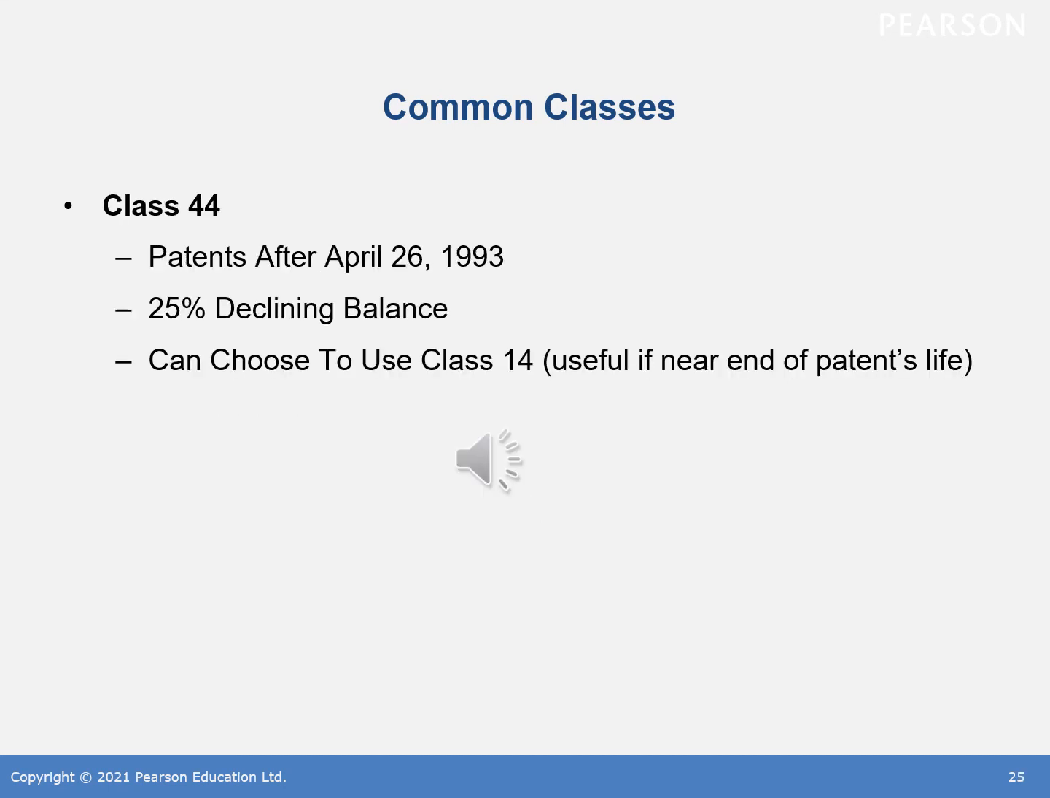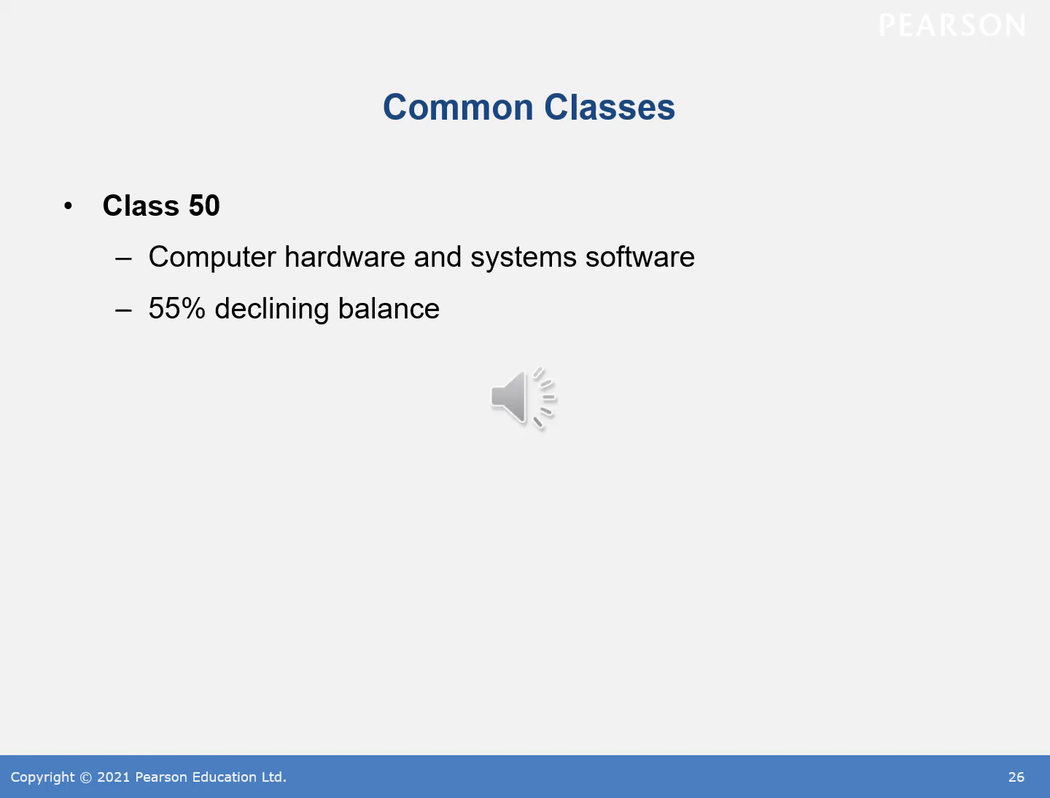Class 44 is for patents that were acquired after April 26, 1993, at 25% declining balance. However, you can choose to use Class 14 if it's near the end of the patent's life. Class 50 is for computer hardware and system software at a 55% declining balance. It's typically for items acquired after January 31st, 2011, and therefore the items go to this Class 50. Declining balance, 55% rate.